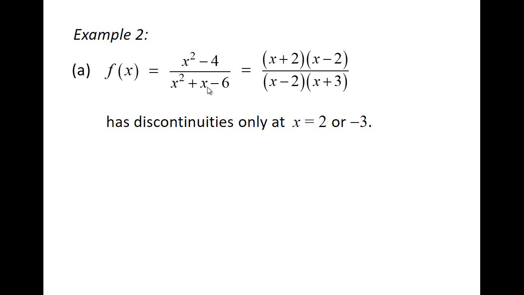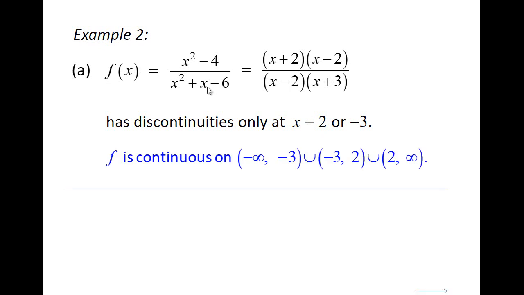So f is discontinuous only at -3 and 2, but it is continuous everywhere else on the number line. So f is continuous from -infinity to -3, union -3 to 2, union 2 to infinity. We are using open parentheses at 2 and -3 because those two are not included in this interval.